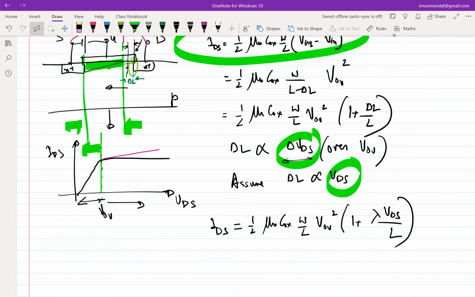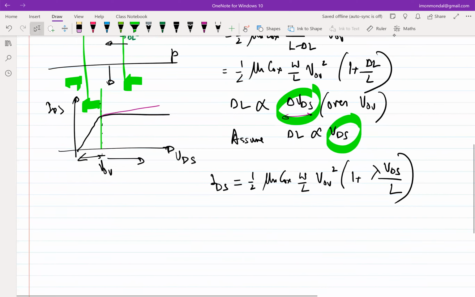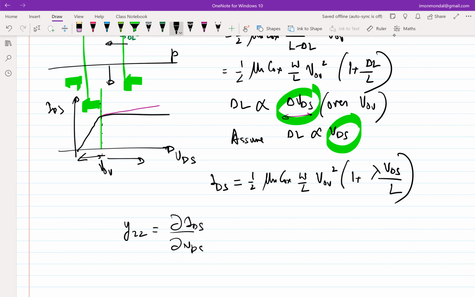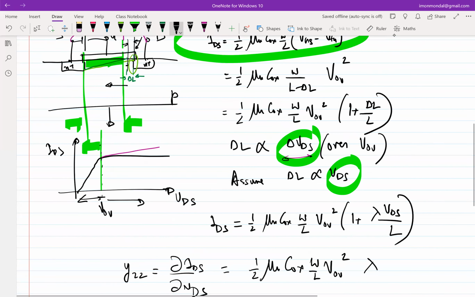Okay, fine. So now, if this is the case, then how does my Y22 change? My Y22 is del IDS, del VDS, right? It's del IDS, del VDS on top of quiescent, which means this becomes half mu n C ox W by L (V over drive) square times... Sorry, I made a mistake here. This proportionality constant lambda includes L.